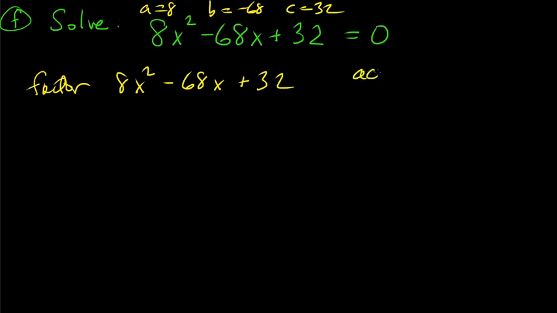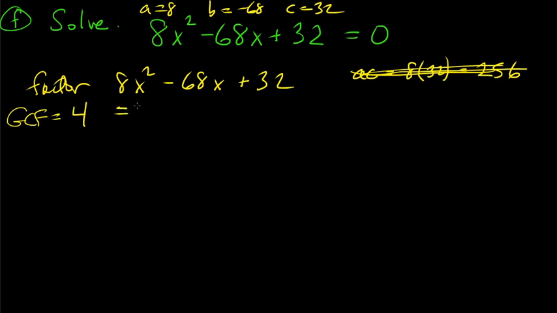Well, I hope you're not using the AC method. If you multiply 8 times 32, what are we going to get here? 256? That's a pretty big number, right? So what two numbers multiply to 256 and add to negative 68? So personally, I don't feel like doing that, right? Because what did we forget here? We forgot GCF. The GCF is not 1. It's not even 2. It's 4.